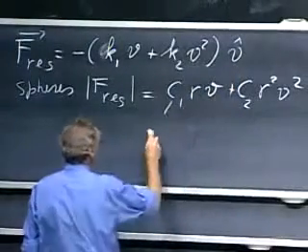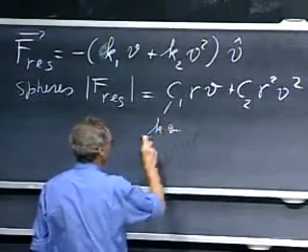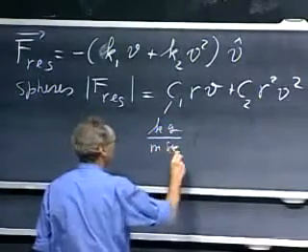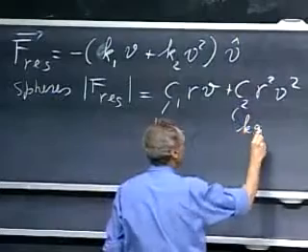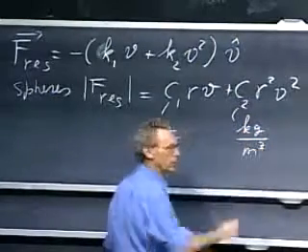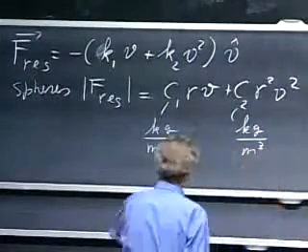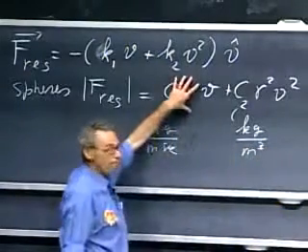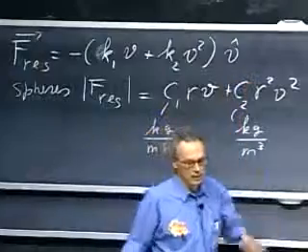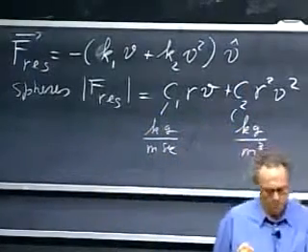C1 in our units is kilograms per meter per second, and C2 has the dimension of density, kilograms per cubic meter. We call this the viscous term, and we call this the pressure term.